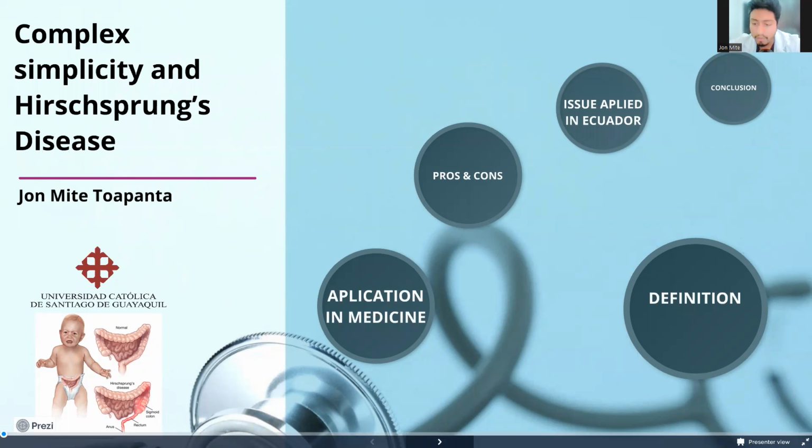Hi, my name is John Mite, and I'm going to talk about complex implicity and Hirschsprung disease. This disease is a motor disorder of the colon caused by the failure of neural crest cells, the precursor of enteric ganglion cells, to migrate completely during intestinal development. The resulting ganglionic segment of the colon fails to relax, causing a functional obstruction.